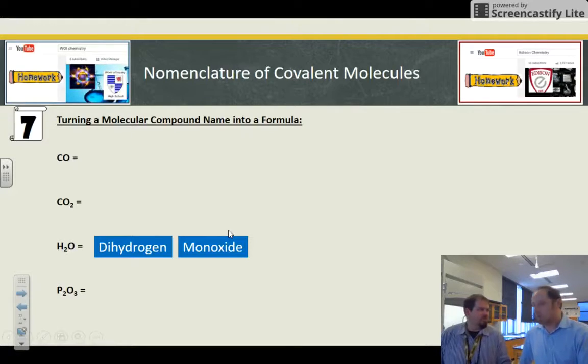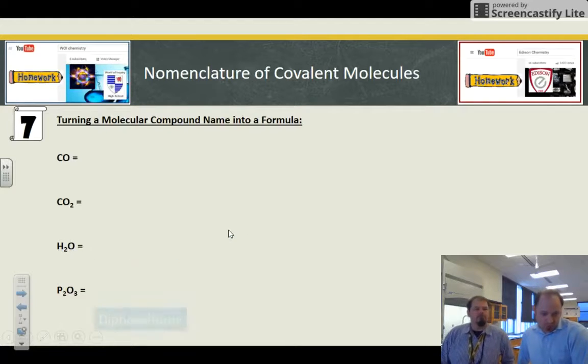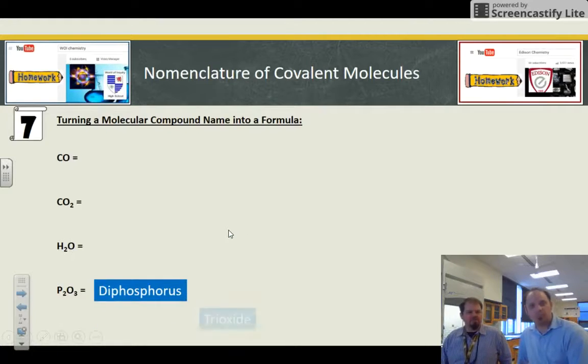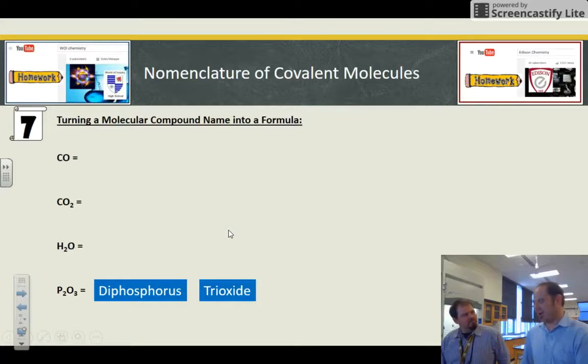Can you tell me what this one's going to be before you see it? Diphosphorus trioxide. Diphosphorus, you're right. I can count in Latin or whatever these prefixes are from. Greek, Latin, who knows? German, I don't know. That's how it is. That was going forwards, and next we get to go backwards.